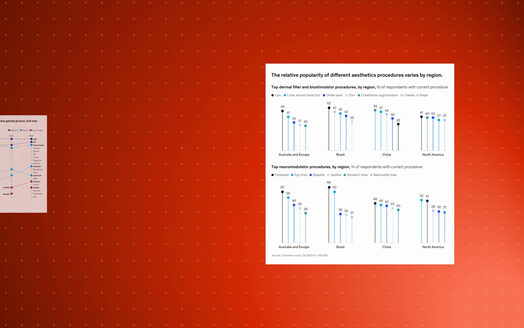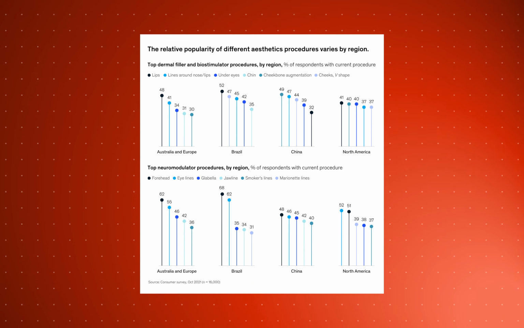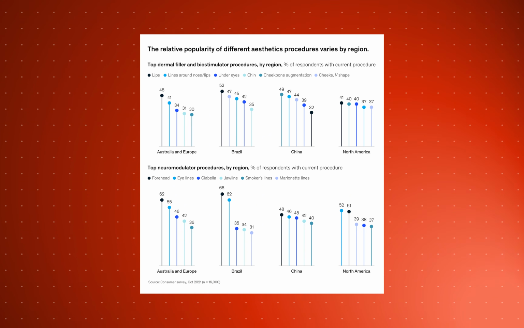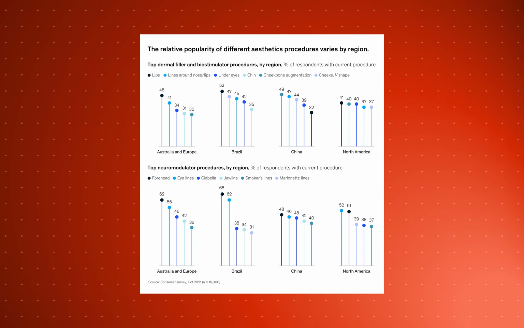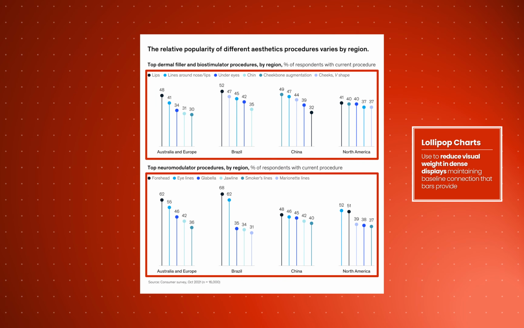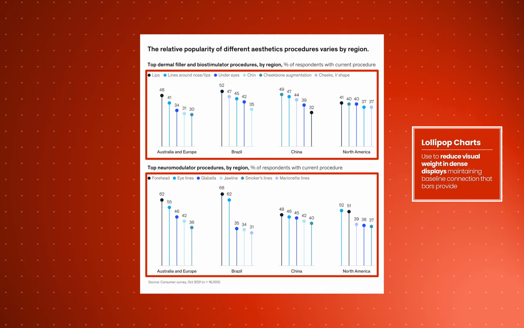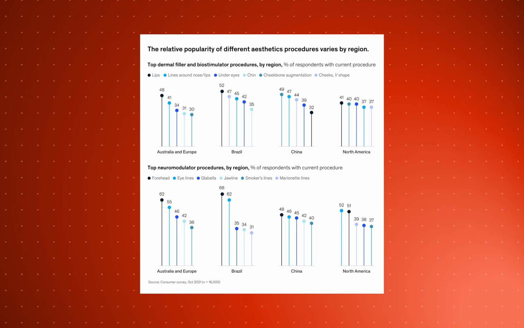The final dot plot format is a lollipop chart, which consists of a line connecting each dot to a baseline, usually 0, creating that distinctive lollipop appearance. And in this example, instead of using 40 bars, McKinsey reduced visual clutter for a dense data slide by communicating the story with lollipops that have significantly less visual weight.